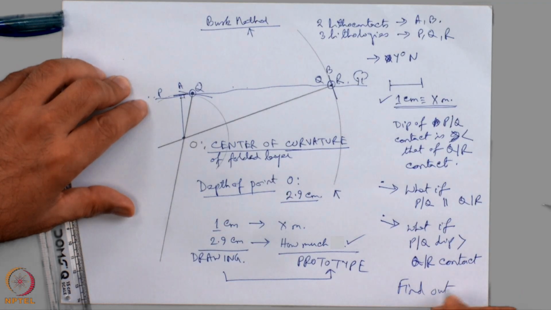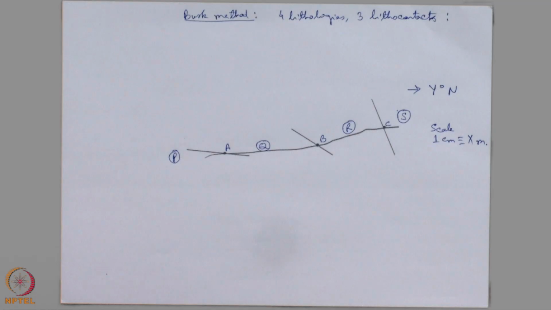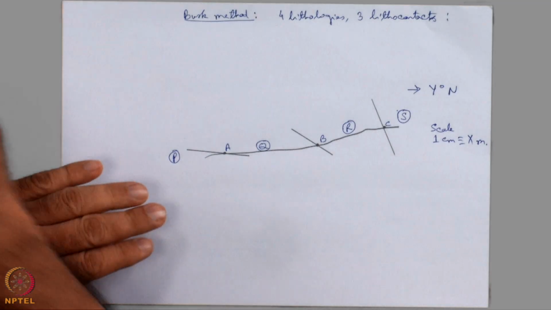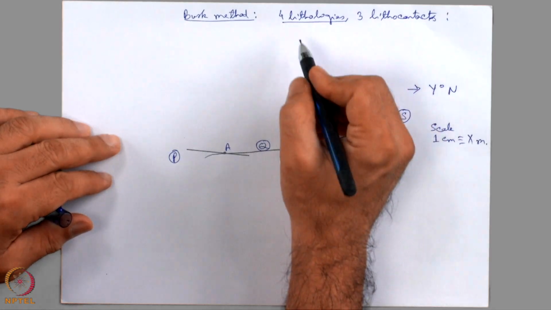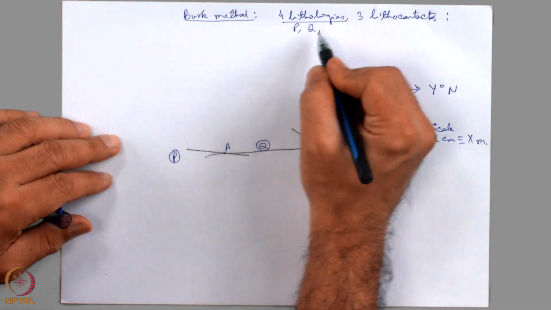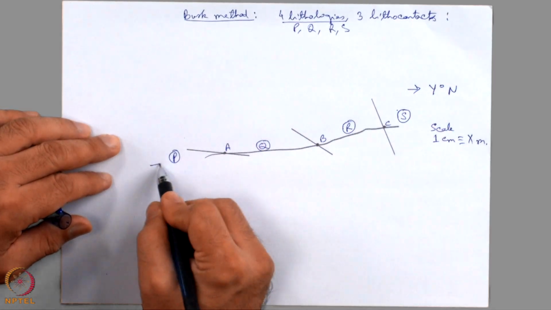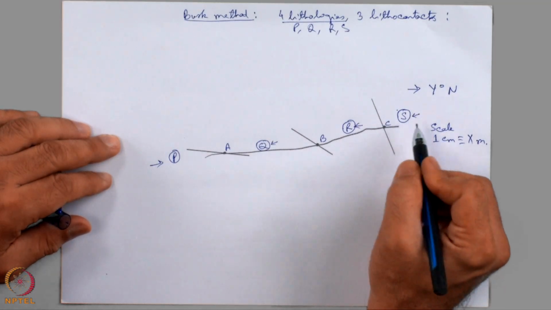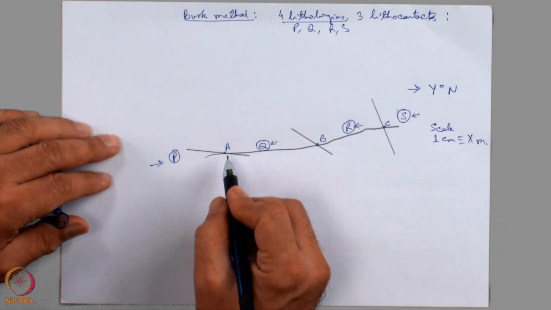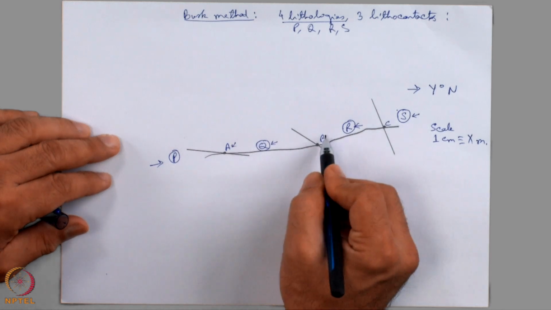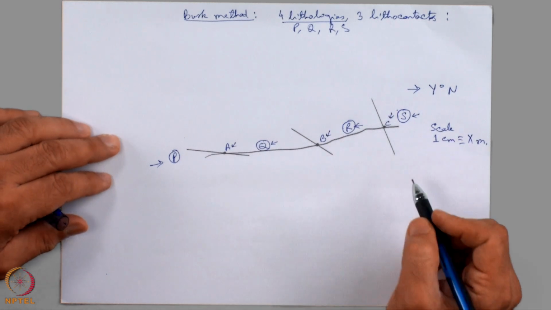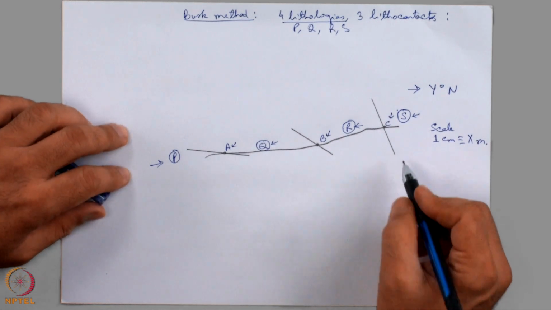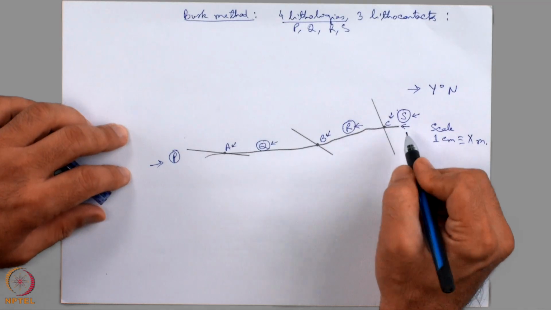Now, let us look at a situation when there are 4 lithologies P, Q, R and S. This is P, this is Q, this is lithology R and lithology S, and their contacts are marked at point A, point B and point C respectively on the topography. This is the ground surface.